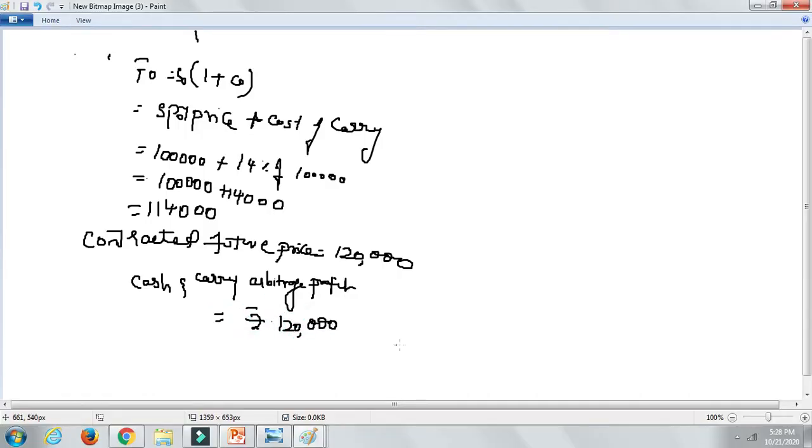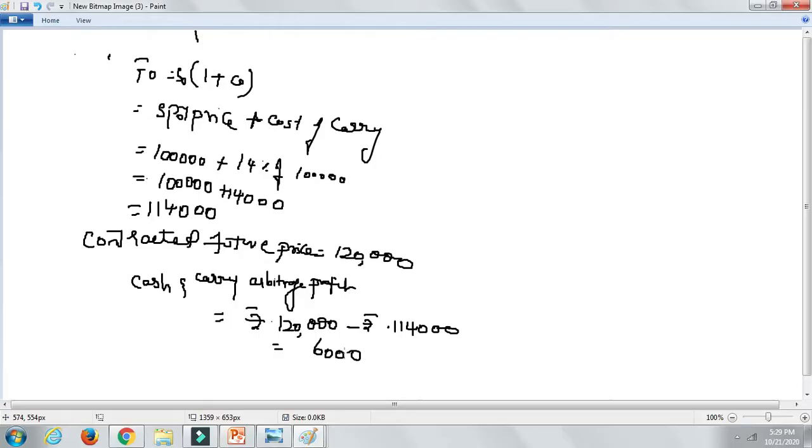Rupees 1,20,000 minus rupees 1,14,000. How much are you going to get? 6,000. So actually the contracted future price is 1,20,000, but we are getting the same thing for 1,14,000. So we are getting a cash and carry arbitrage profit of 6,000. This is what he asked us to calculate: the cash and carry arbitrage from the following data.